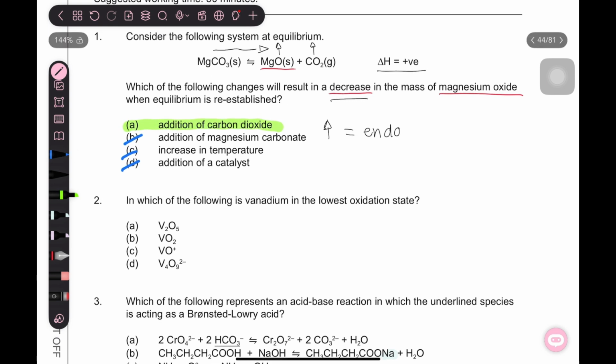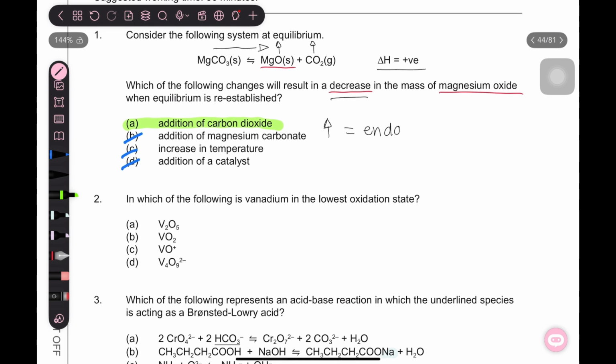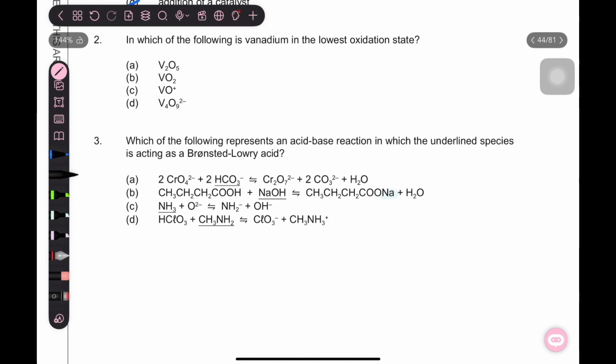Now, in an exam, I would just select this answer and keep going. However, for the purpose of this video, I will explain why. So carbon dioxide is a gaseous product, an increase in carbon dioxide will result in the reverse reaction being favoured, and that will therefore use up more of the magnesium oxide. All right, now moving on to question 2.